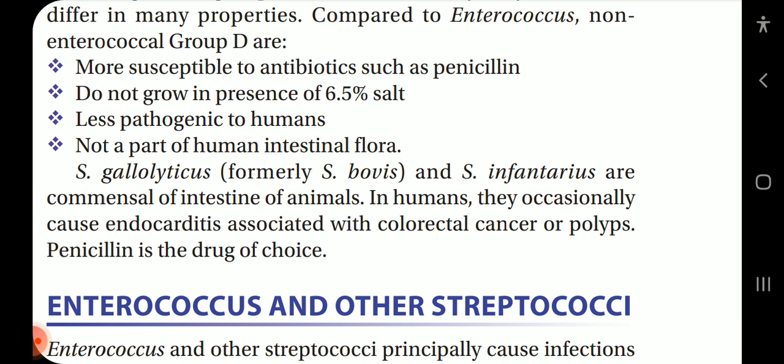Streptococcus gallolyticus, formerly called Streptococcus bovis, and Streptococcus infantarius are commensals of the intestine of animals. In humans, they occasionally cause endocarditis associated with colorectal cancer or polyps. Penicillin is the drug of choice.